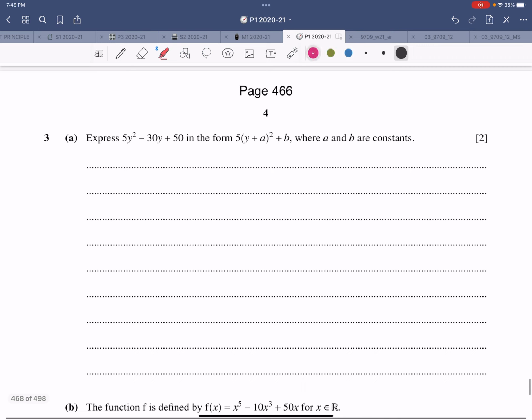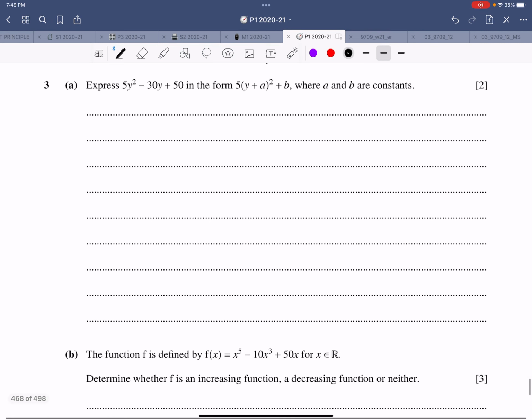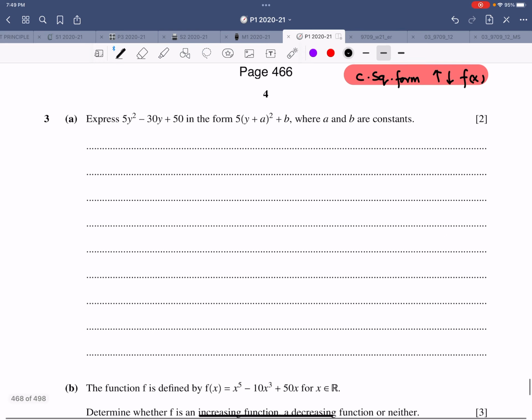This looks like a completed square form. And what else is there? Something to do with increasing or decreasing function. So, both concepts are being asked. First of all, you have to simplify it. So, write 5y square minus 6y plus 10. That is the first thing.